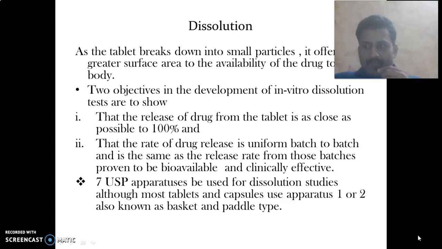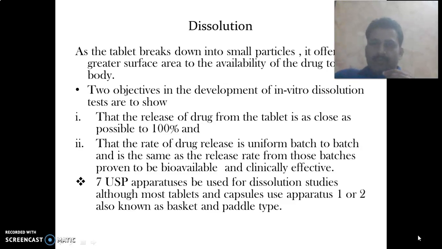As I told you, according to USP, there are 7 types of apparatus that can be used. Apparatus 1 is called the basket type and apparatus 2 is called the paddle type. These 2 are the most widely used for dissolution studies of tablets as well as capsules. For tablets and capsules we will be using USP dissolution test apparatus 1 and apparatus 2.